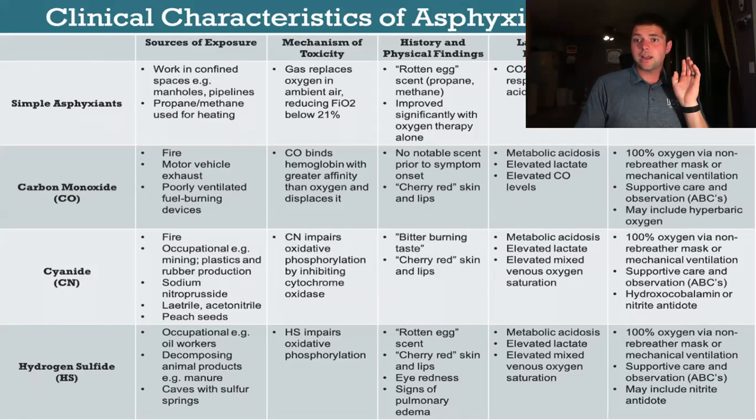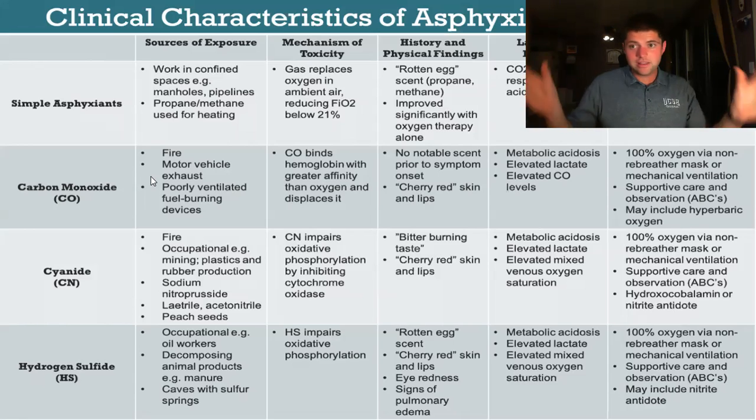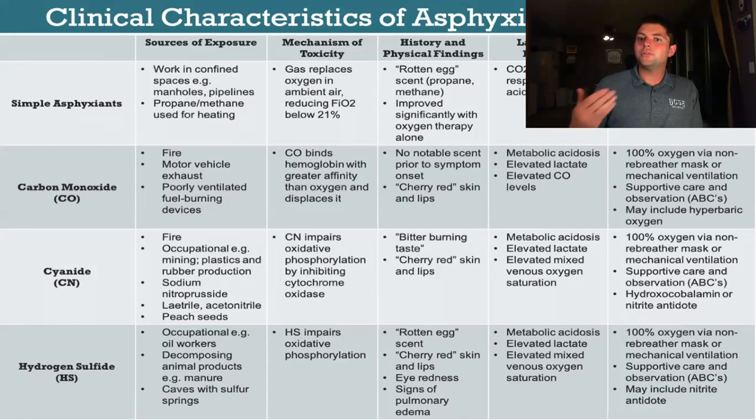But if you put your Cadillac Escalade in the garage and it has a big V8 engine, it's going to build carbon monoxide much faster because there's more fuel being burnt, and it's not being burnt as efficiently as the Prius. So fire, motor vehicle exhaust. When they say fire, they're talking about anything burning being able to create carbon monoxide. Poorly ventilated fuel burning devices: a generator inside a garage or inside a work site is going to create carbon monoxide. An improperly functioning gas heater in the garage can create carbon monoxide.